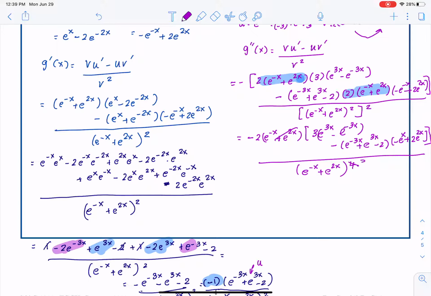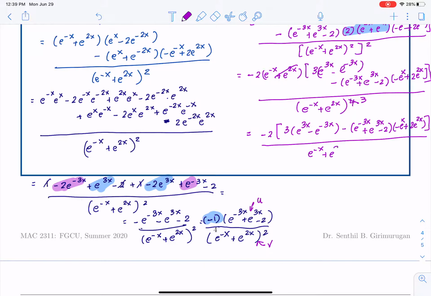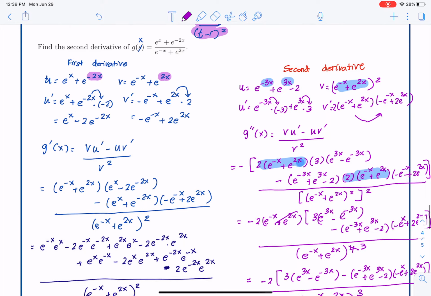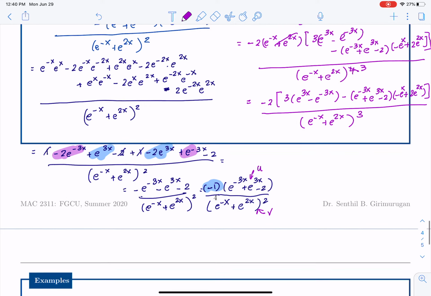Those two would get cancelled, and the answer is negative 2.3 times e raised 3x minus e raised minus 3x minus e raised minus 3x plus e raised 3x minus 2 times minus e raised x plus 2 e raised 2x divided by e raised negative x plus e raised 2x raised 3. This is quite a complicated problem. Requires a lot of patience. As you saw, I made a mistake earlier, so be careful.